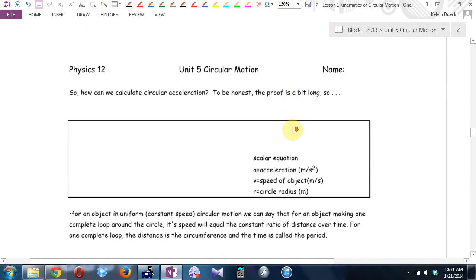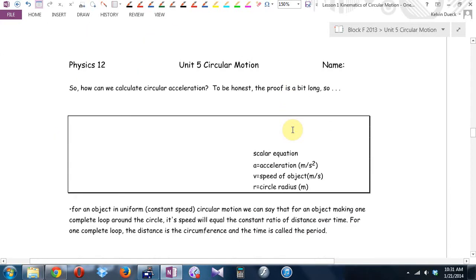So let's get to the actual calculations. How do we calculate circular acceleration? The proof is a little bit long, I have to be honest. It's about a one-page proof, and my little math nerd heart would love to walk you through it, but I'm just going to give it to you. Hey, what letter do we use for acceleration? A. So for circular acceleration, my symbol is an A with a little subscripted C for circular.